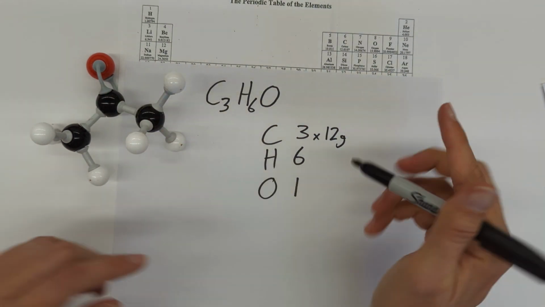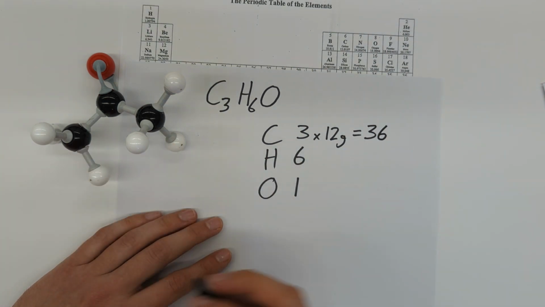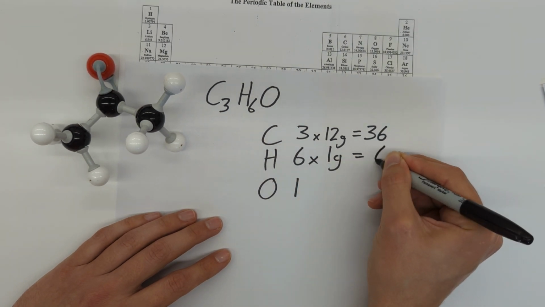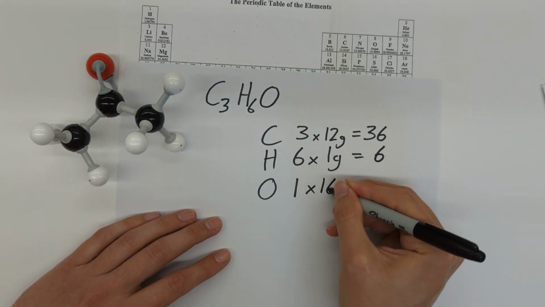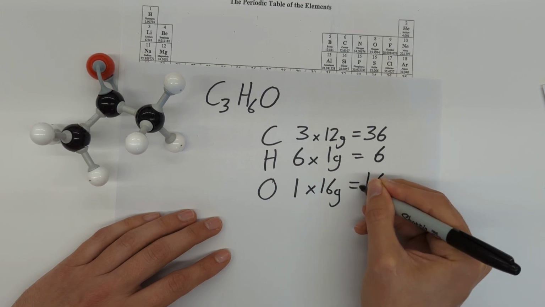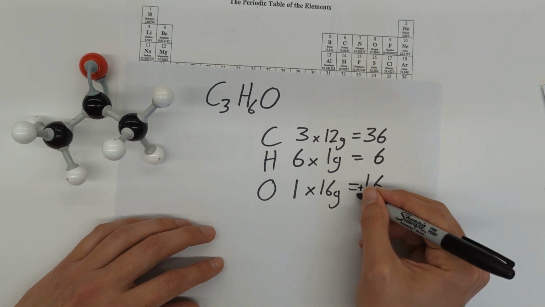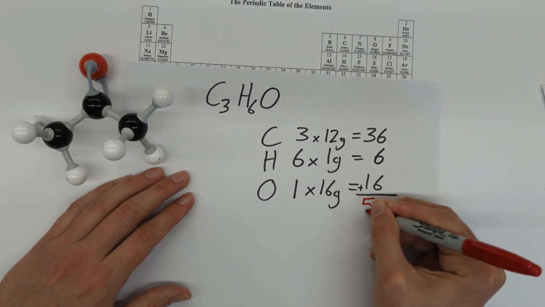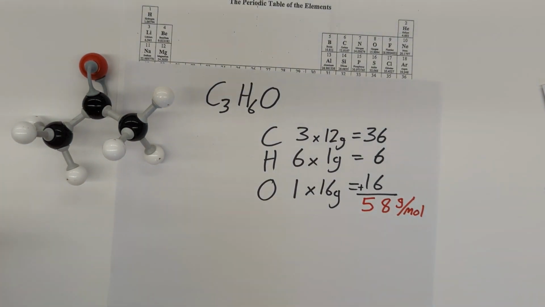So all 3 of them together would contribute 36 grams to this molecule. Each hydrogen weighs 1 gram, so all 6 of them would contribute 6 grams to this molecule. And just my 1 oxygen on top, 16 grams to this molecule. And my last step, because I'm figuring out the mass of all of them together, I need to add all of them for an answer of 58 grams per mole.